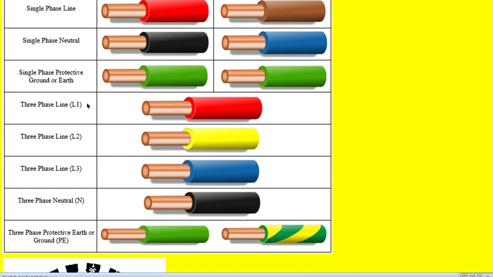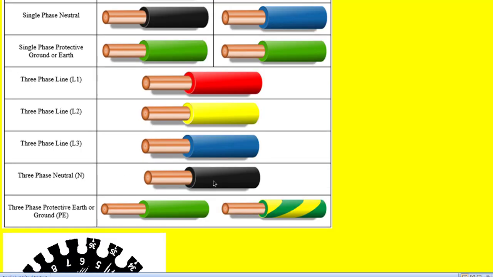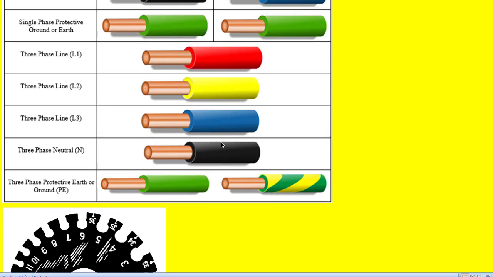Similarly, for three phase lines, we use the red color for one phase, yellow color for second phase, and blue color for the third phase. This is the standard throughout the world. Whereas for neutral of three phase supply, we use black color. For grounding the three phase connection or wire, we use the green color, or this yellow plus green color is used for earthing or grounding.